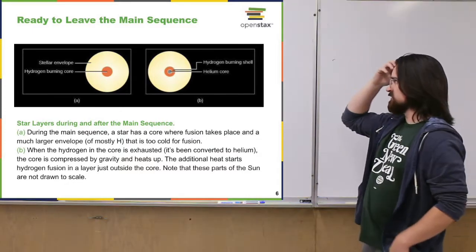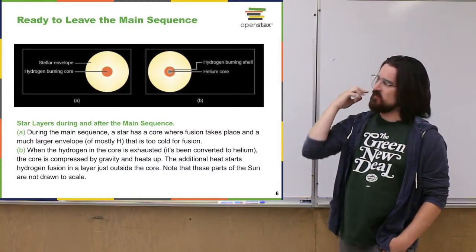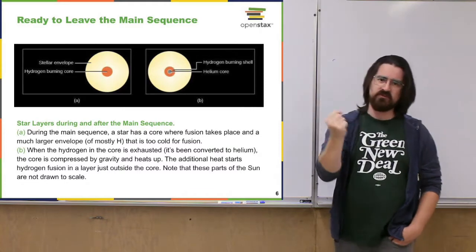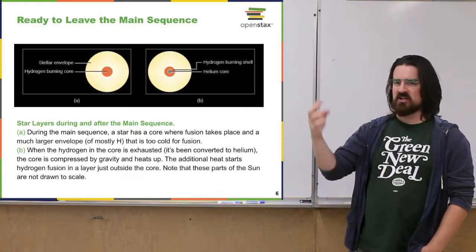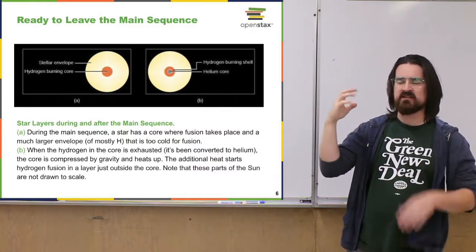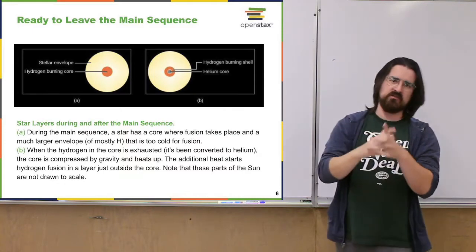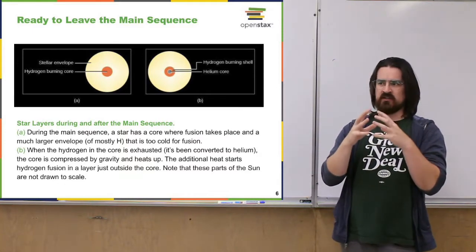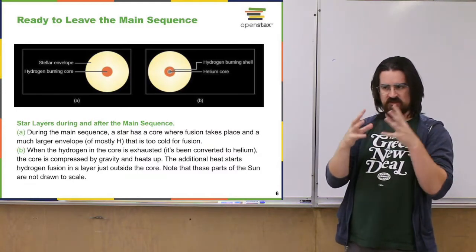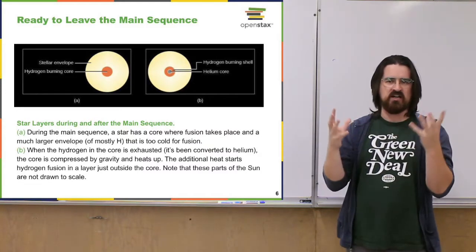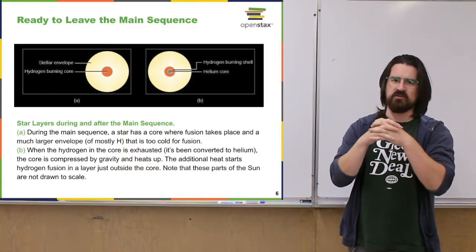So we're ready to leave the main sequence. What does that mean? Well, that means that the hydrogen that was able to fuse in the core of the star has been exhausted. We've burned all that we can in order to fuse and make helium. And so the core ends up being more and more made of helium, and helium requires a much higher temperature to fuse. It's not hot enough inside the interior of the star yet, so it just sits there and builds up in the core.